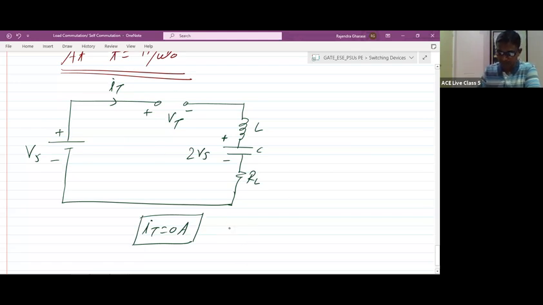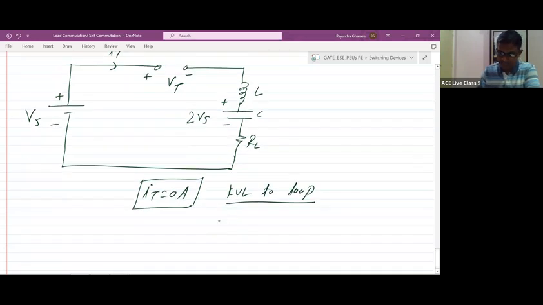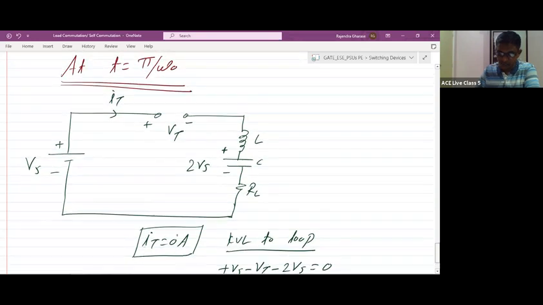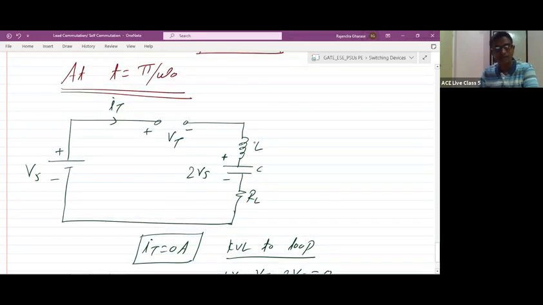Apply KVL to the loop. We get plus Vs minus Vt minus 2 Vs is equal to 0. As the current flowing through the circuit is 0, the inductor voltage L di by dt is 0. The current has reached the 0 value, and after that this capacitor will try to discharge, but the discharging path is not available. For this thyristor, the cathode will be more positive than the anode, so the thyristor will not allow reverse current now.